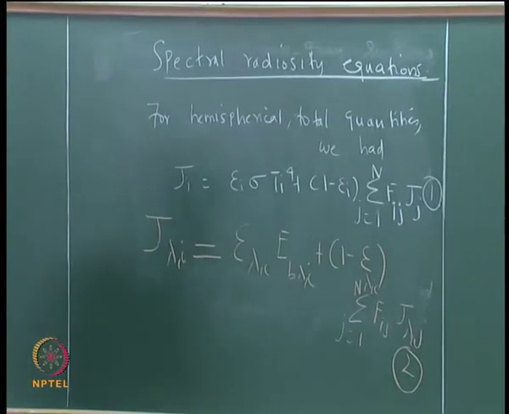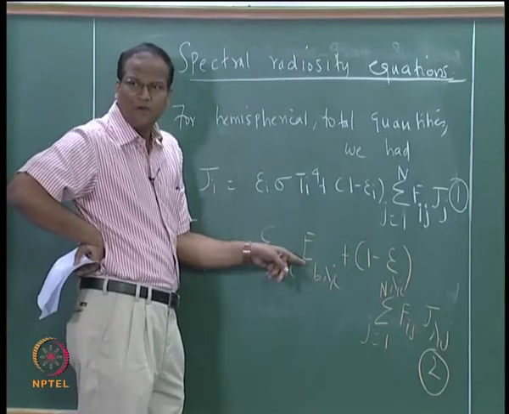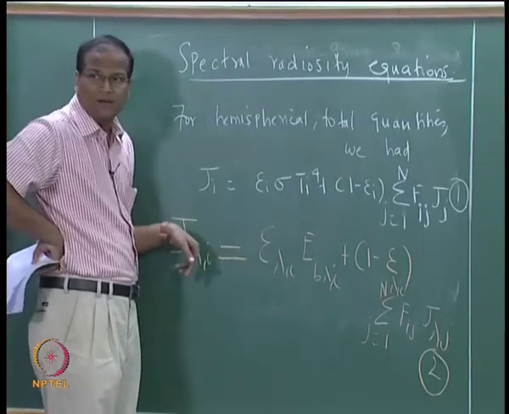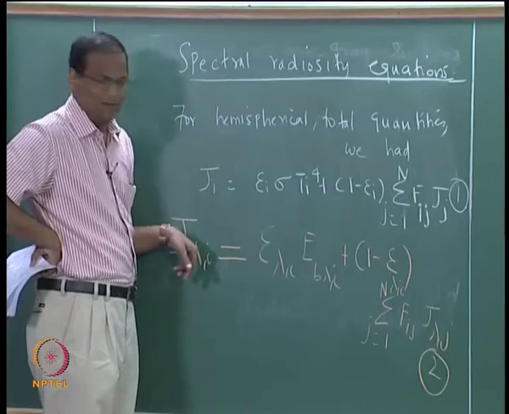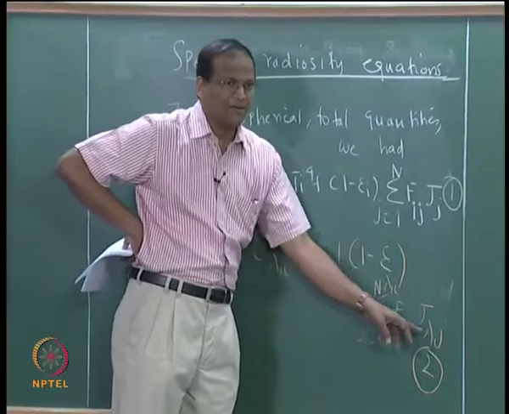So J lambda i is epsilon lambda E b lambda i. I can't put sigma T to the power of 4 because this is J lambda, not J from 0 to infinity. So I have to put epsilon lambda times this, plus 1 minus epsilon, the view factor is the same, and J lambda of j.